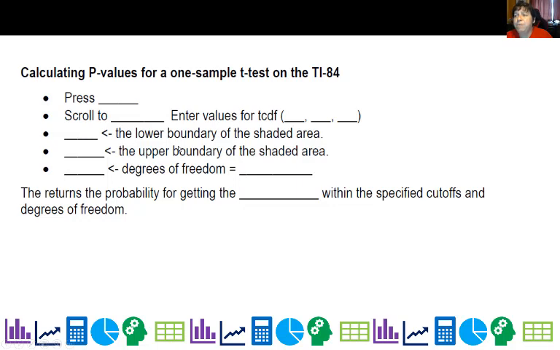So calculating probabilities for a one-sample t-test, you're going to go to 2nd Distribution and scroll to tcdf. You enter the values for the left t-value and the right t-value and the degrees of freedom, because remember, the distribution depends on how many degrees of freedom there are. The lower boundary is the lower edge of the shaded area, the upper is the upper boundary of the shaded area, and df is the degrees of freedom, which is n minus 1. That returns the probability of getting the statistic you got within the specified cutoffs and the degrees of freedom.